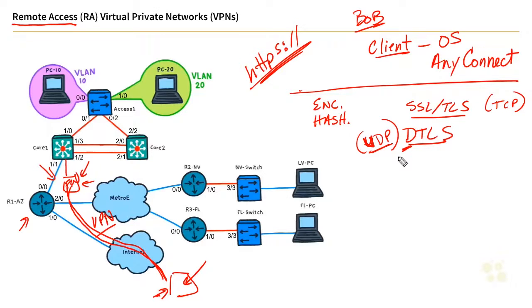And depending on our client, other options may include using IPsec, and some clients support IKE version 1, some support IKE version 2, or both. And IPsec is a suite of protocols typically used for site-to-site VPNs, but also can be used by many VPN clients.